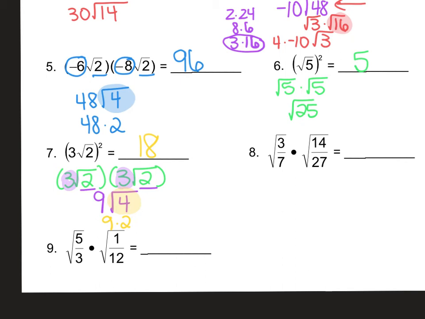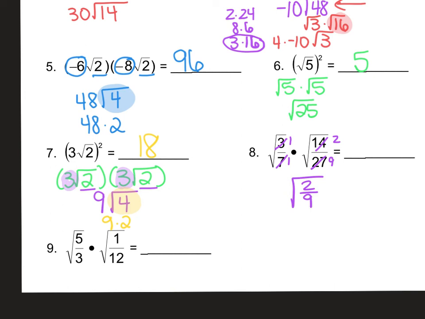All right. A couple of things you could do here. You could multiply numerator with numerator and denominator with denominator, or you could try to simplify first. Looking at 3 and 27, 3 goes into 3 once and into 27 nine times. 7 and 14, 7 goes into 7 once and into 14 twice. So we could simplify that into the square root of 2/9. If you didn't do that, you would get the square root of 42 over 189, and you would have to simplify that down to get the square root of 2/9.